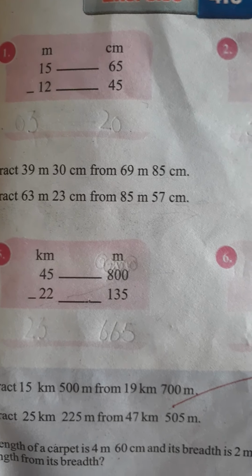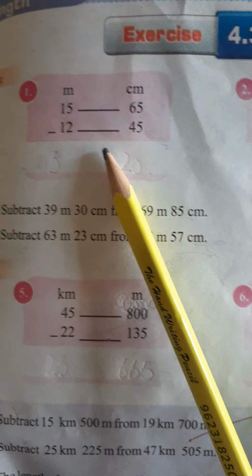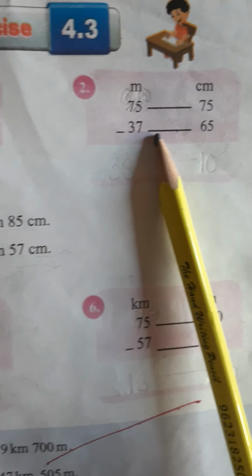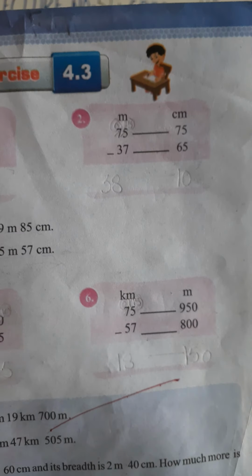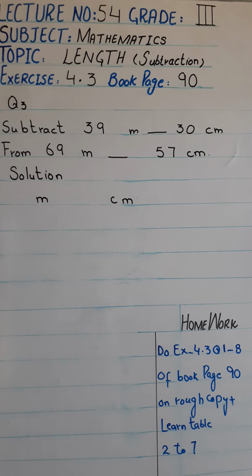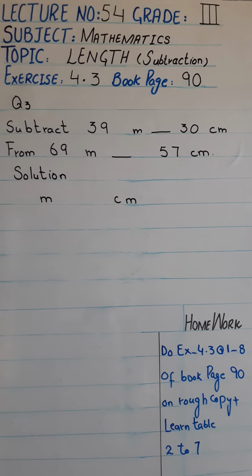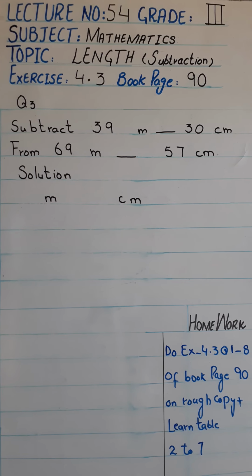Students, questions 1 to 8 are also your homework. For question number 1, question number 2, question number 5 and question number 6, you follow the same method you followed for the practice questions of book page 89. And how can you solve question number 3, 4, 7 and 8? Look at the board. I solve 2 questions for you and you solve the remaining questions.